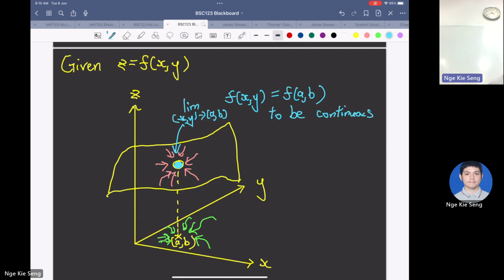Next thing we look at is the slope, the slope or the gradient. For the gradient, we also look at a certain limit. Limit of what? Wait, let me use another color. The tangent at (a, b). So we also look at a certain limit.